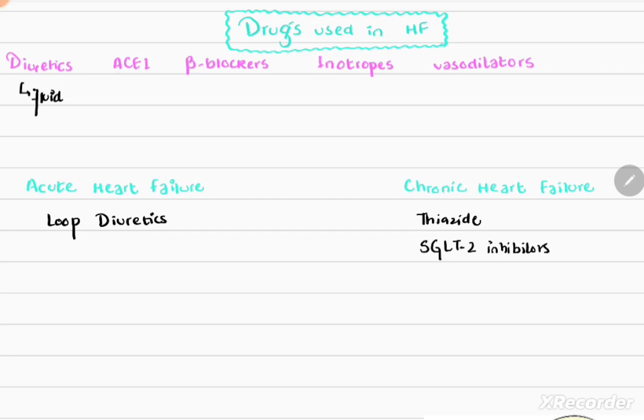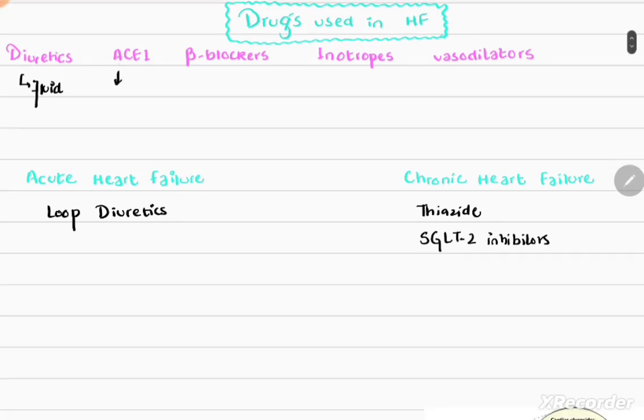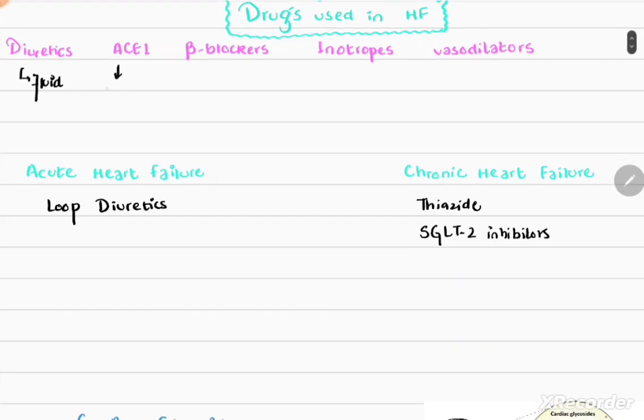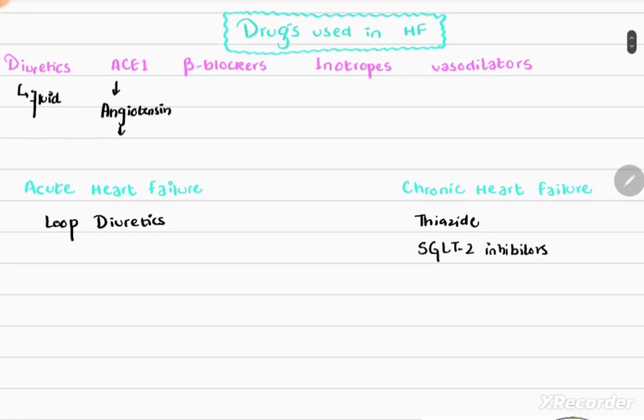We have ACE inhibitors. These are the drugs that inhibit the angiotensin-converting enzyme, and angiotensin plays a major role in cardiac remodeling, which causes an increase in the cardiac size. We inhibit this, and by this mechanism we improve the symptoms of the patient. And there have been various studies which prove the mortality benefit of ACE inhibitors.